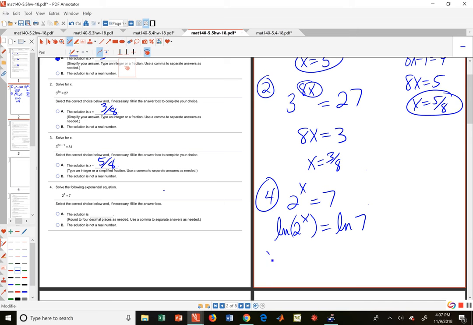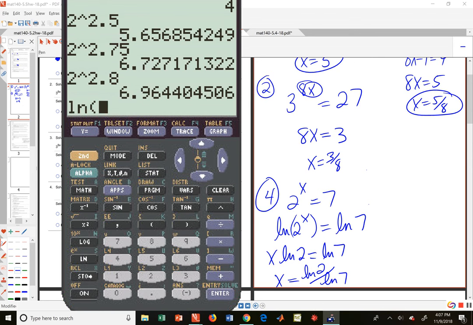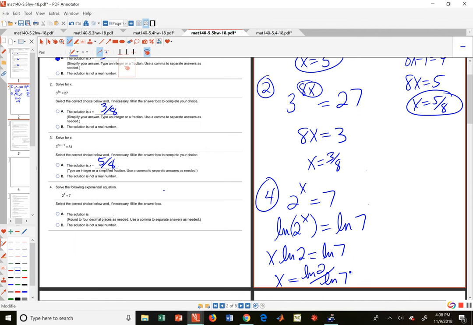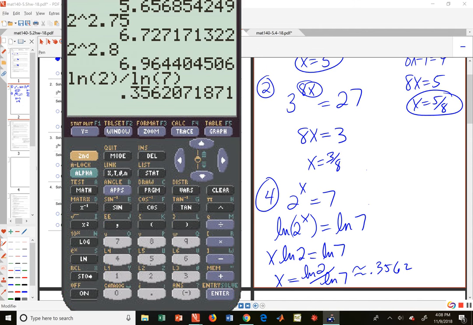Now you use the log property to bring that x on the outside. And then, watch what you're about to see. This looks just like the change of base theorem. X is the ln of 2 divided by the ln of 7. Let's check it out. Let's see if we actually found the right answer. Ln of 2, got to close the parentheses, divided by ln of 7. And we get 0.3562. I'll write that down, just 0.3562. And so the question is, if you raise 2 to that power, will we get 7?